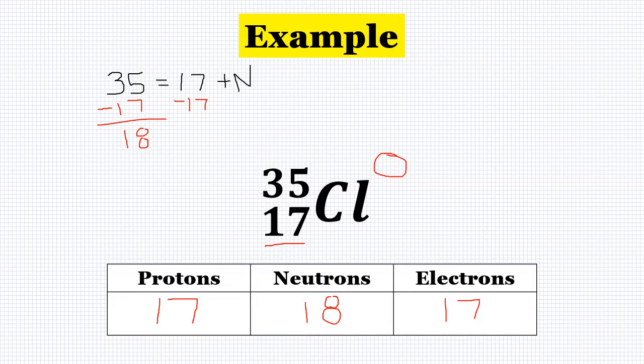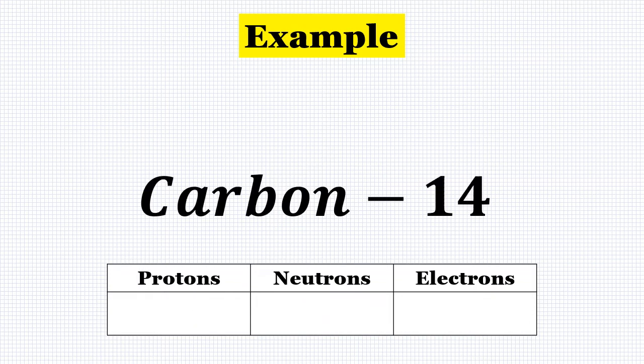All right, we're going to do one more example, and you're going to notice the notation's a little bit different here. So here's carbon 14. Now this looks nothing like the previous two examples. So if you ever see an element written out like this, or an atom written out like this, 14 is the mass number.